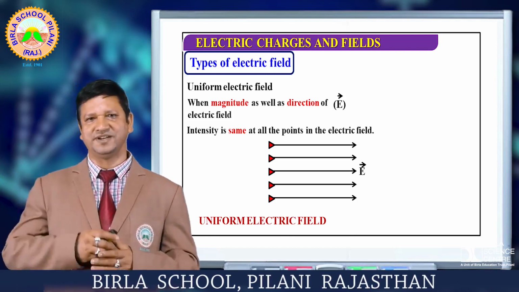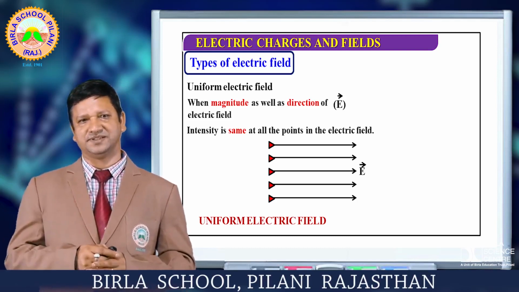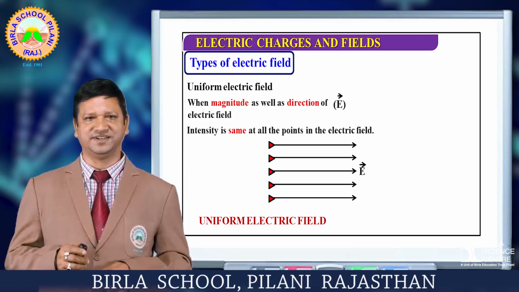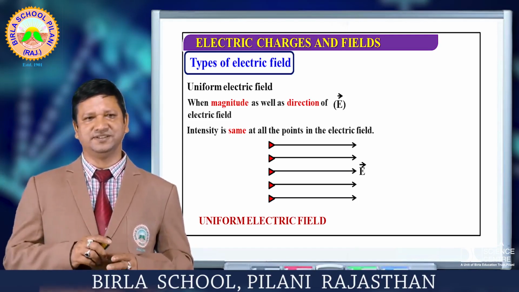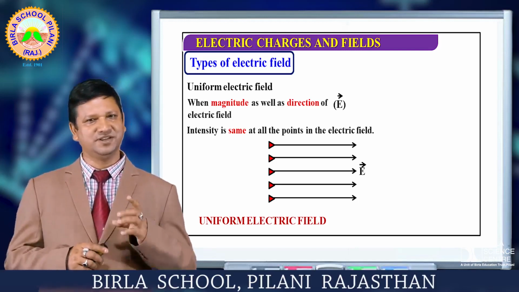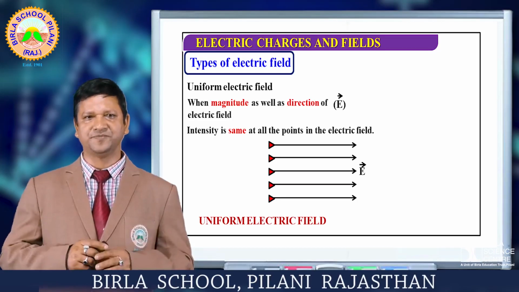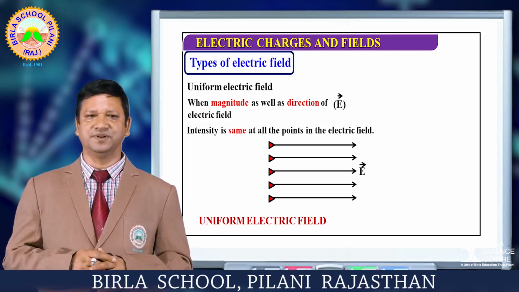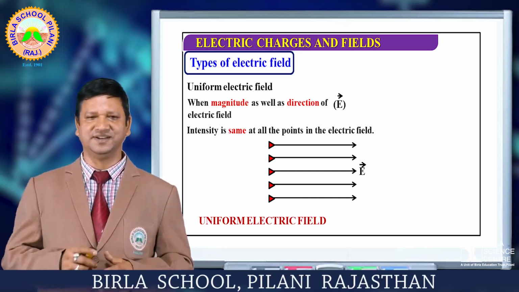So in this particular diagram you can see how the uniform electric field has to be observed. You can see the lines moving from one direction to another, equally spaced. It's shown in the particular diagram. This is the example of a uniform electric field.